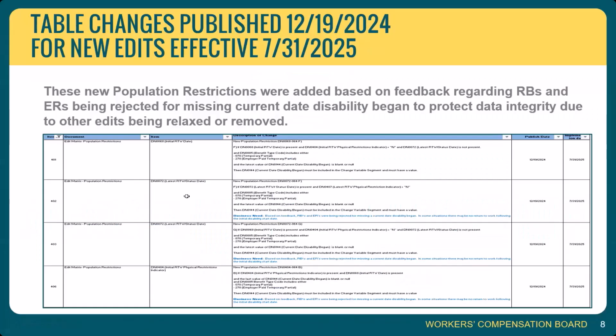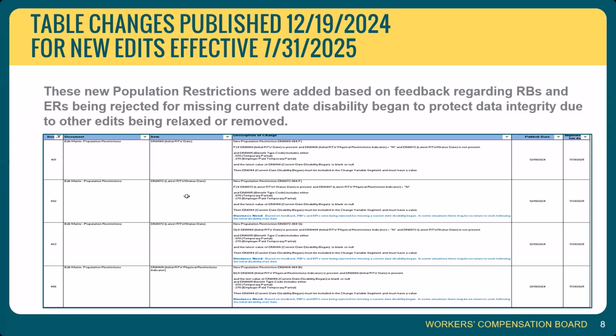Also, just wanted to go back over the table changes we previously published on December 19th. As many of you know, we were originally going to deploy those during June. We had a couple trading partners point out a couple additional changes that may need to be made. So because of that, we had delayed the new edits to be effective July 31st instead. So again, they will go live on July 31st.